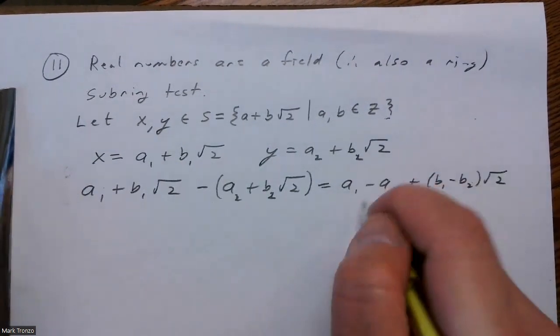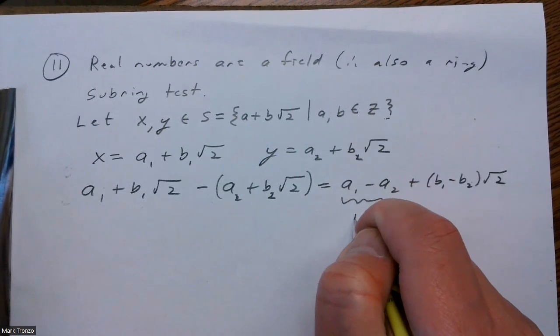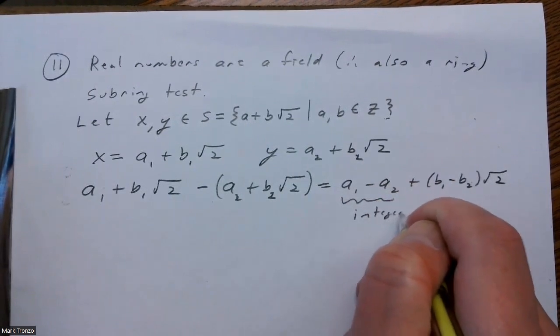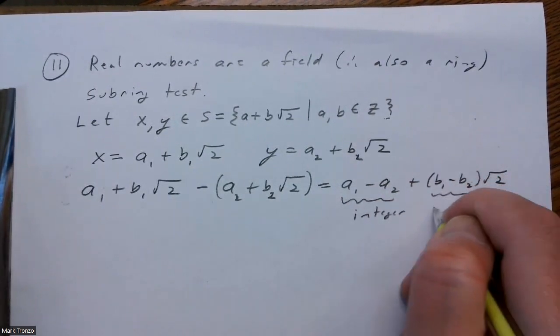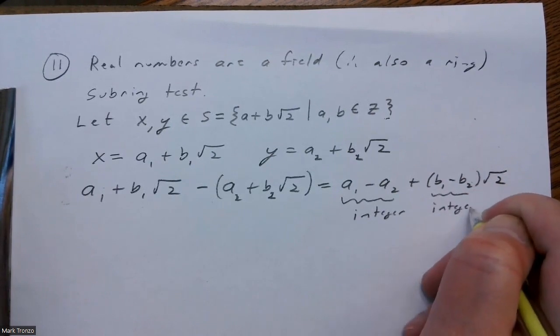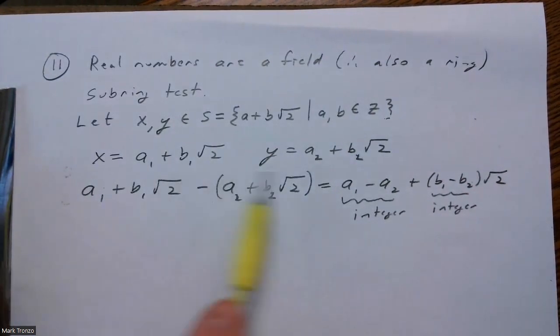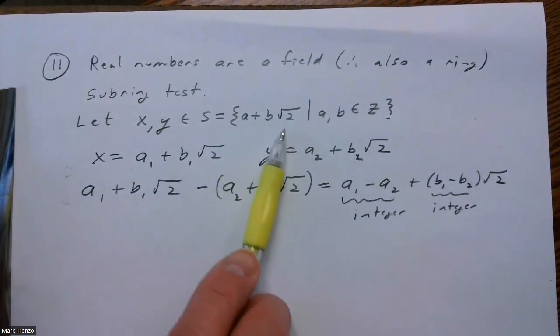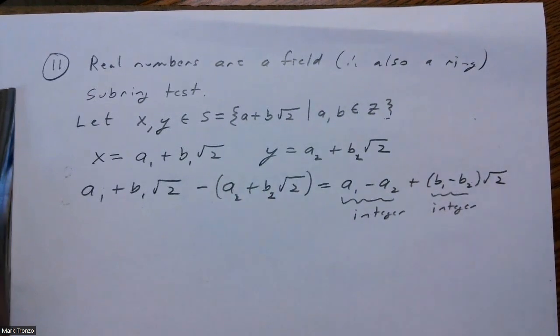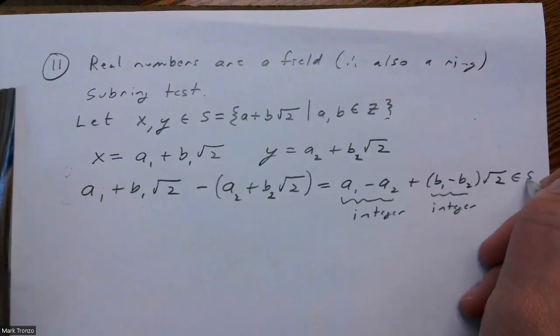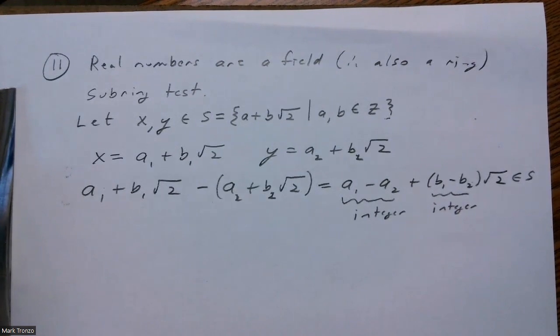And so this looks like this is an integer here, and this is an integer. So we took two typical elements in the set and proved that we got the same form of something in the set. So I think we can say that that's in the set. So that was the first test for subring.